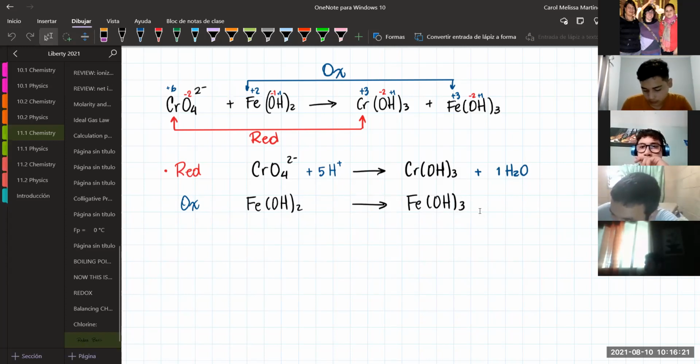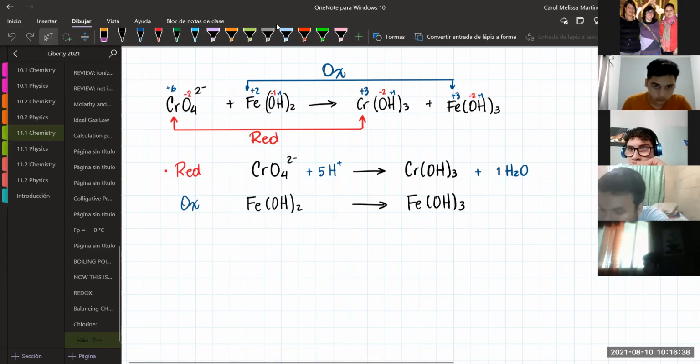Now, remember that after we balance the oxygen and the hydrogen, we need to balance the amount of electrons. Now, let's take a look at the charges, okay? In the charges, I have 1 chromium.